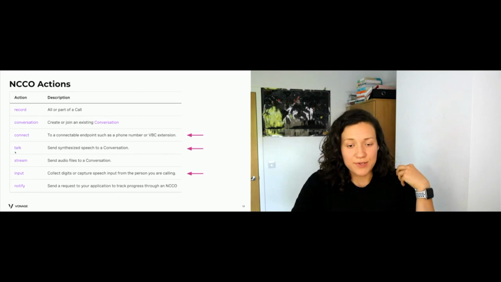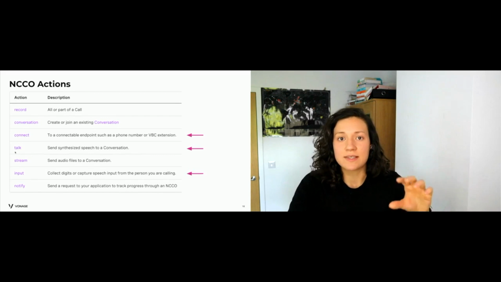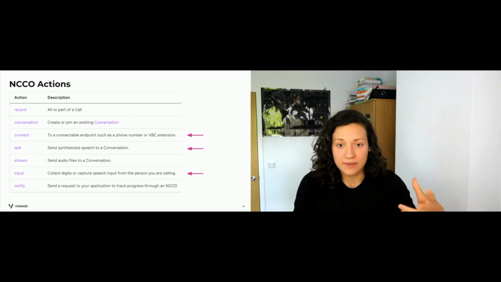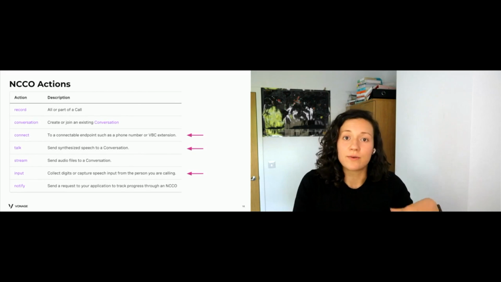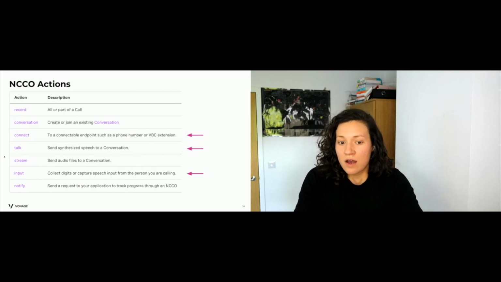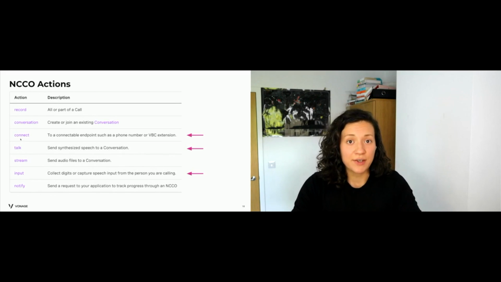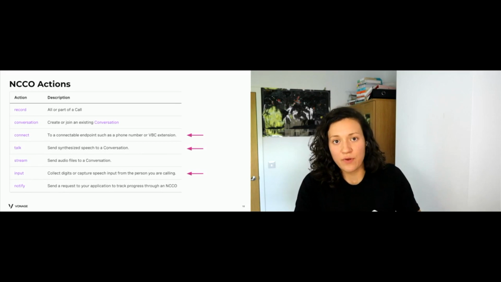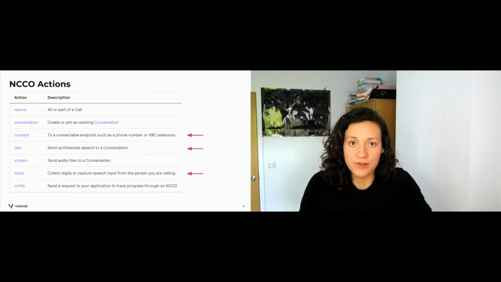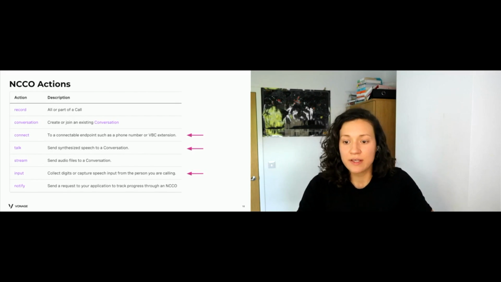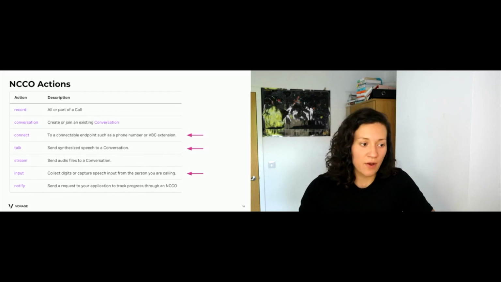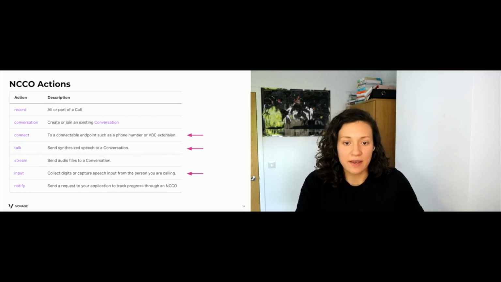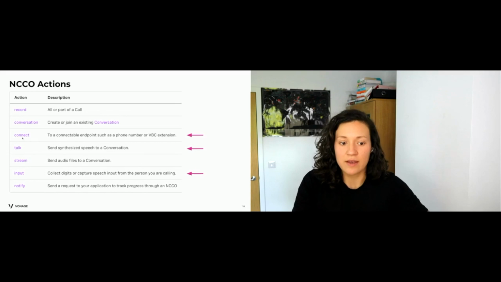So the simplest one I usually use is the talk action. It's a simple text-to-speech. So we will be providing the text, and that text will be read out to the caller or the callee. Connect is making the connection between two endpoints. So in this case, the phone I'm using to call the Vonage number is one endpoint. The phone that will be ringing on the other end, also a physical phone, would be a second endpoint, and these two would be connected.